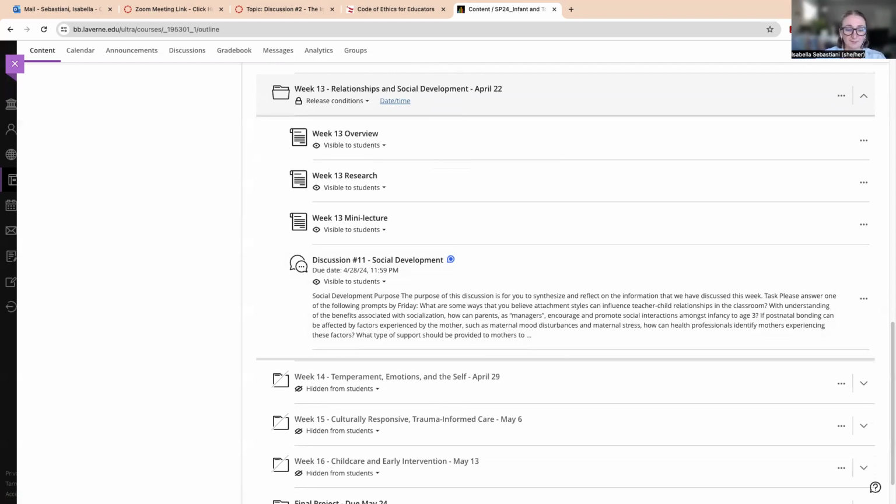Those prompts include: what are some ways that you believe attachment styles can influence teacher-child relationships in the classroom? With understanding of the benefits associated with socialization, how can parents as managers encourage and promote social interactions amongst infancy to age 3? The third question is, if postnatal bonding can be affected by factors experienced by the mother, such as maternal mood disturbances and maternal stress, how can health professionals identify mothers experiencing these factors?